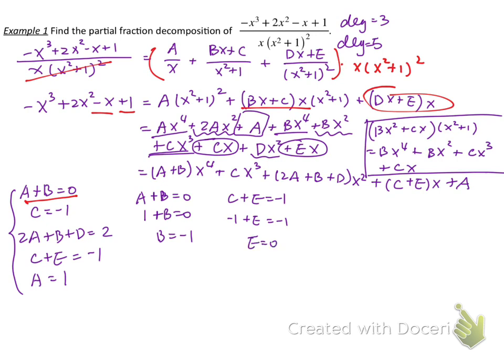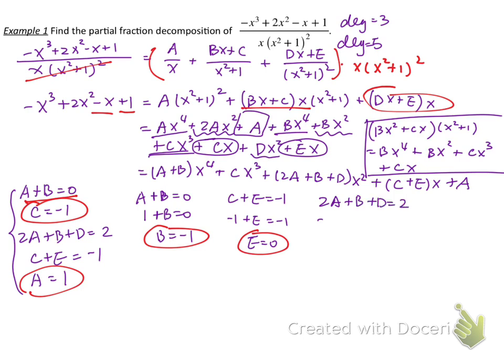I have my a, I have my b, I have my c, I'm missing d. So I need to use the third equation, 2a plus b plus d equals 2. Well, a is 1, b is negative 1. So 2 minus 1 plus d equals 2. Well, 1 plus d equals 2. D equals 1.